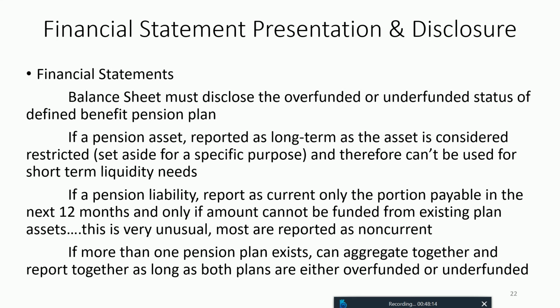So, the second to last topic is the financial statement presentation and disclosure. As it pertains to the defined benefit obligations, the balance sheet needs to disclose whether or not the pension plan is overfunded or underfunded. And if there's a pension asset, we are going to report this as a long-term asset, and it's considered restricted, meaning it's set aside for a specific purpose, and therefore can't be used for short-term liquidity needs.